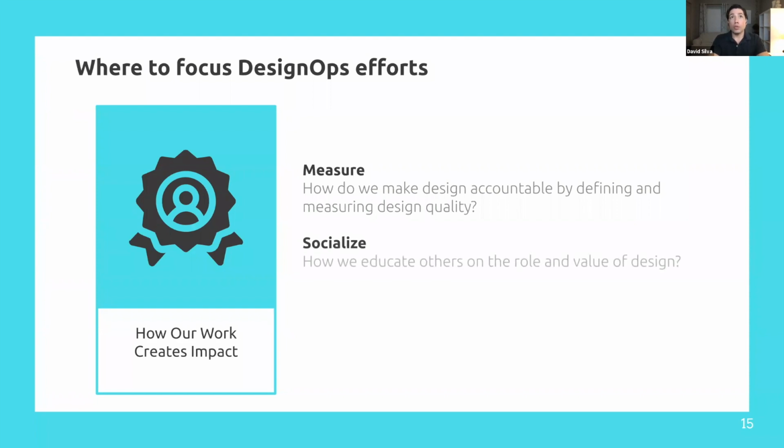And then planning for how to socialize. How do we educate others on the role and the value of design? And this means crafting a consistent message of the role and value of design and how to proactively share this with the organization. So the partners of the design team are the other departments that they're always touching, meaning you're working with the development team, you're working with marketing or any other department. Those are the design partners, and you have to share that value with your partners within the company.